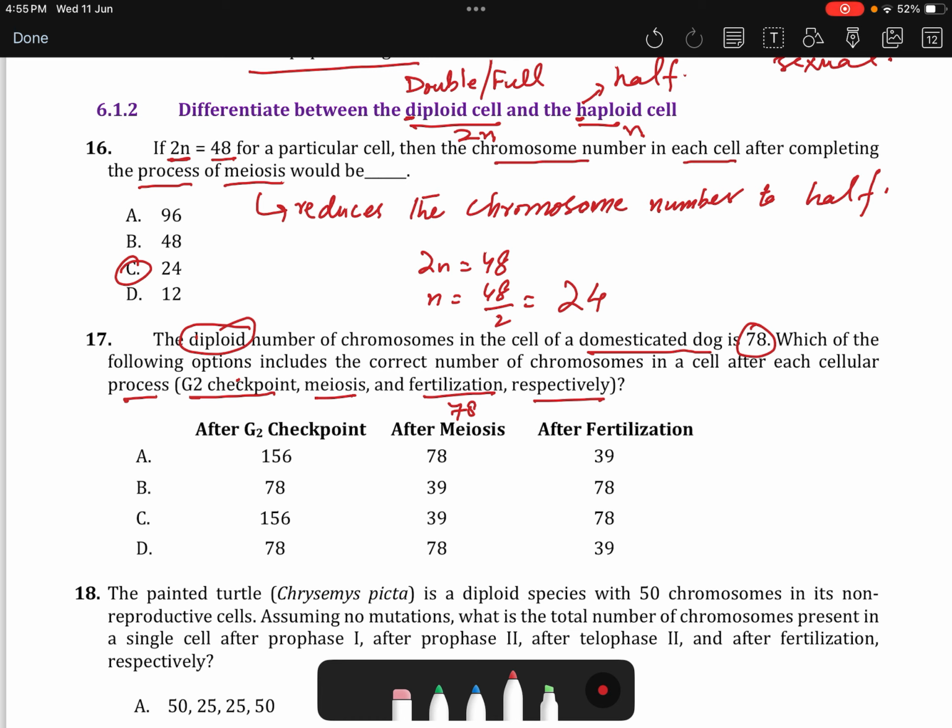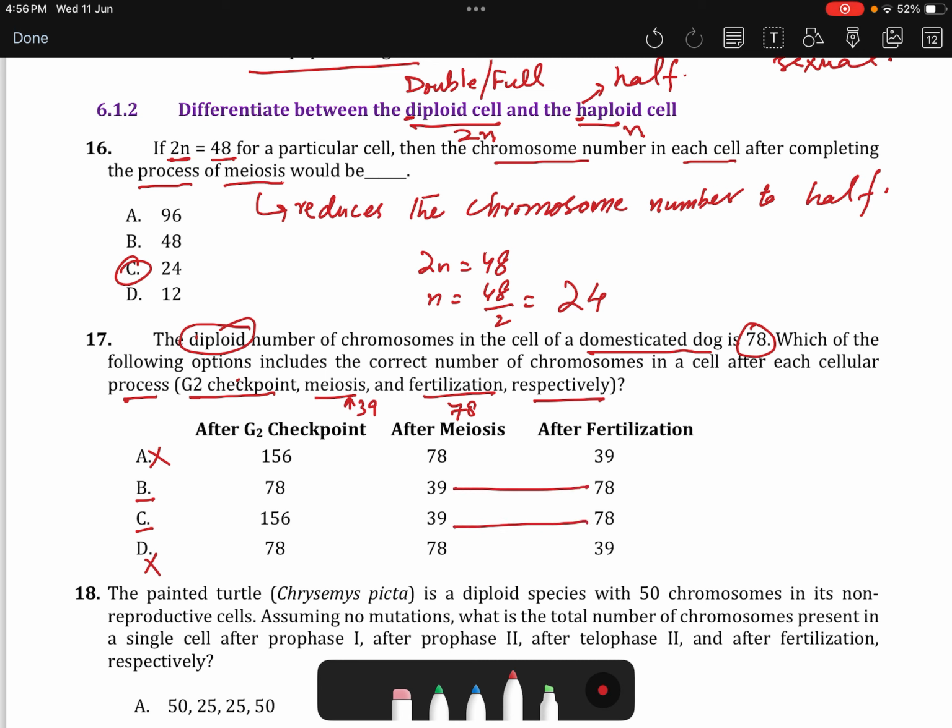Target one and then figure out. Now I targeted fertilization, I need 78 in the fertilization because it should be the diploid one. 39, no, so A is wrong. It can be B, it can be C, but this is also wrong. Now when we go to meiosis, it should be half. So what's half of 78? It's 39. Now I will see who matches with meiosis. Okay, these both match.